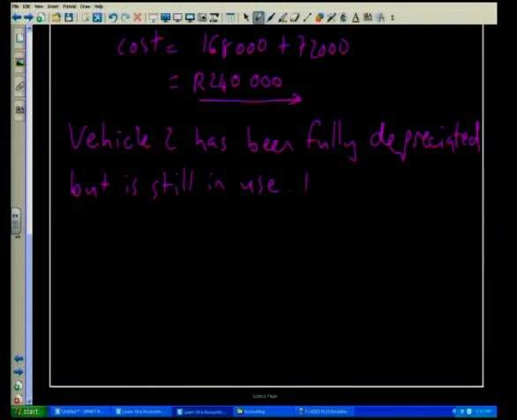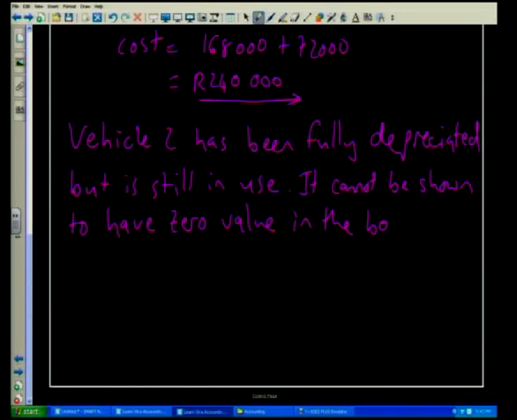So, it cannot be shown to have 0 value in the books. And must be at least R1. Always remember that, because that's something that comes up quite often. This can only happen on the cost method, on the fixed installment method. It can never happen on the carrying value method that the vehicle will be worth only R1.